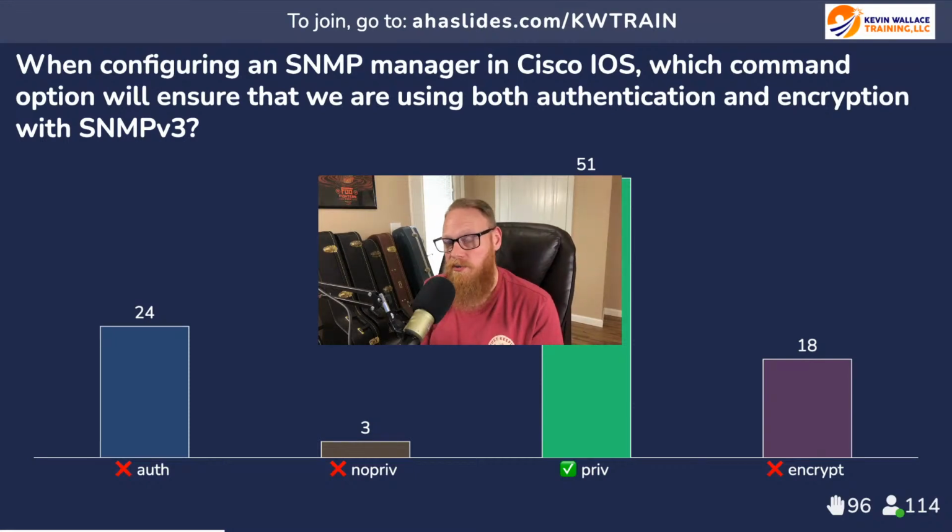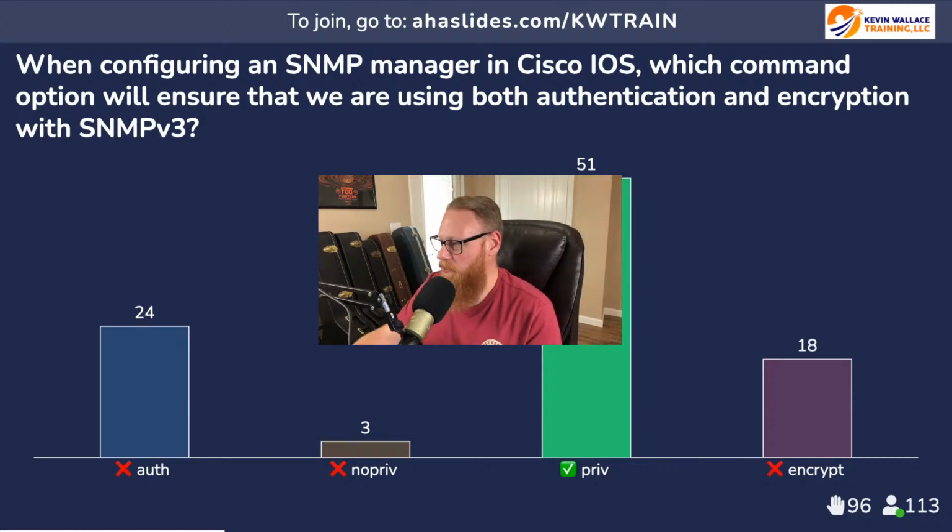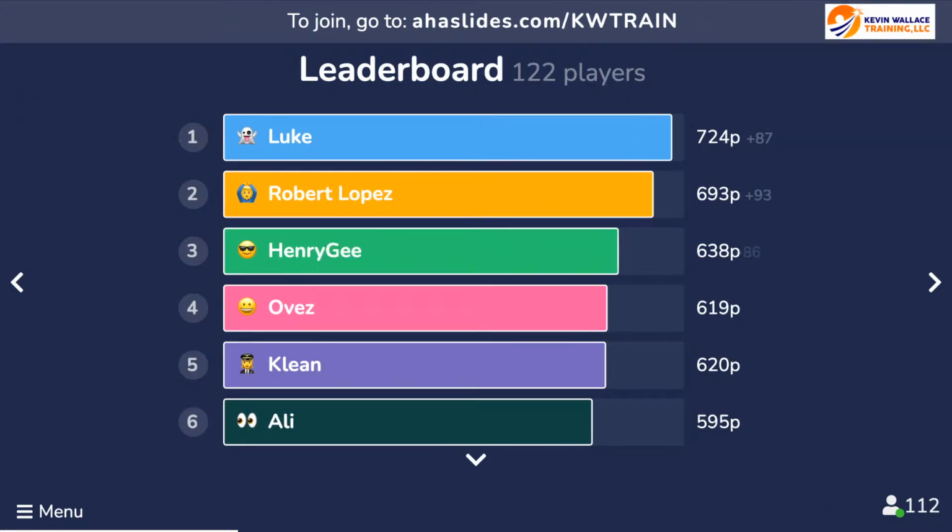Now, within SNMP version 3, we have 3 different security levels in IOS when we're configuring that from Cisco IOS. We have auth, no priv, and priv. Priv, of course, is the keyword that we use to ensure that we take advantage of the full suite that has been added to SNMP version 3. The full suite being both encryption and authentication. So great job, everybody. Let's see our leaderboard. Take a look at that once again. And there we go. We have a little bit of movement up at the top in our top 3. So with that said, let's go on to question number 10.